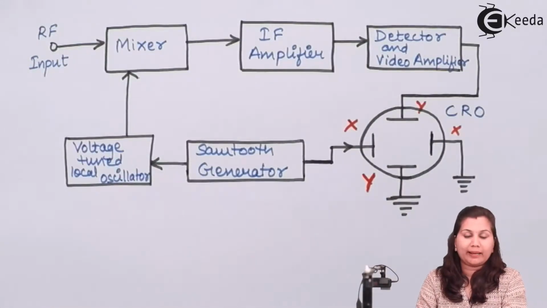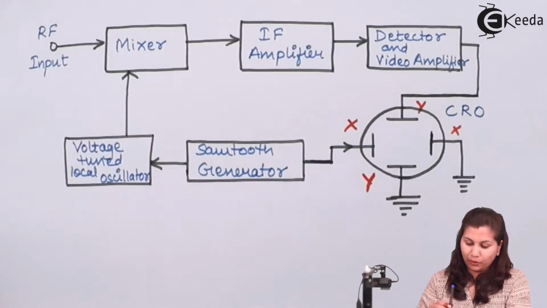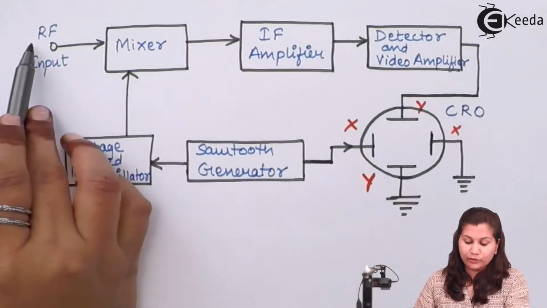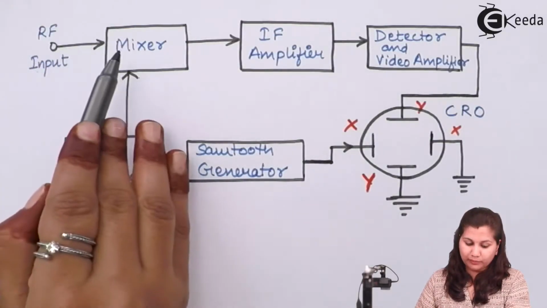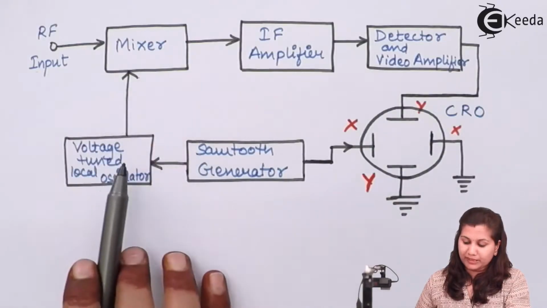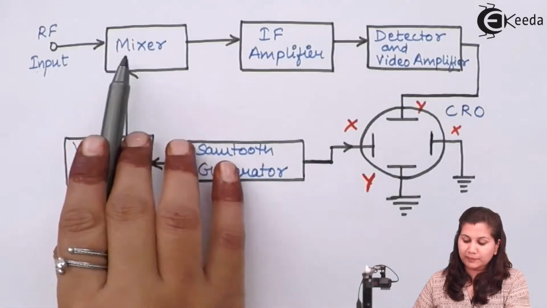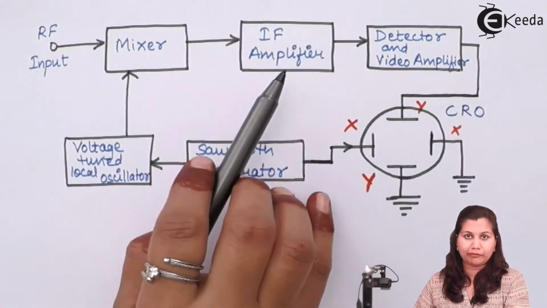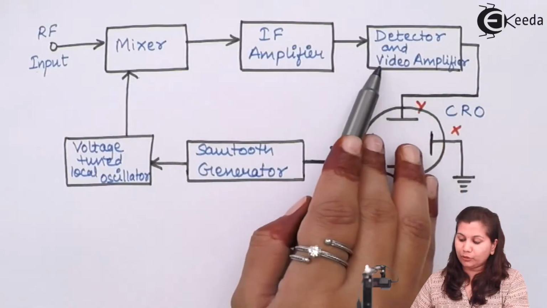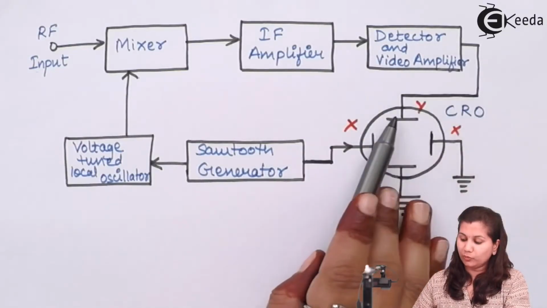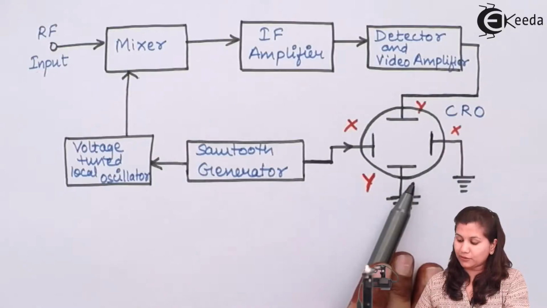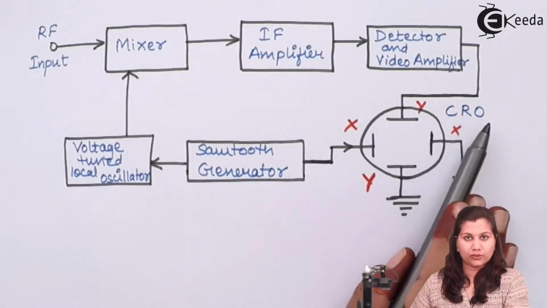So this is the block diagram of the basic spectrum analyzer, which consists of the super heterodyne receiver and a cathode ray oscilloscope. You can see the various blocks in it. We are having the radio frequency input, which is given to the mixer. Another input to the mixer is coming from a voltage tuned local oscillator. The output of this mixer is given to the IF amplifier, then the detector and video amplifier, which is connected to the vertical plates, that is the Y plates of the cathode ray oscilloscope.